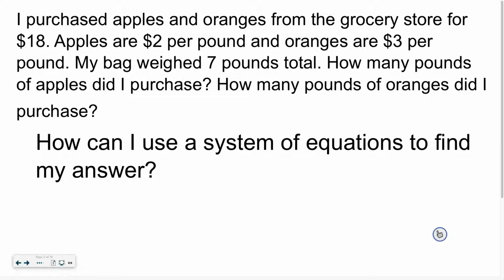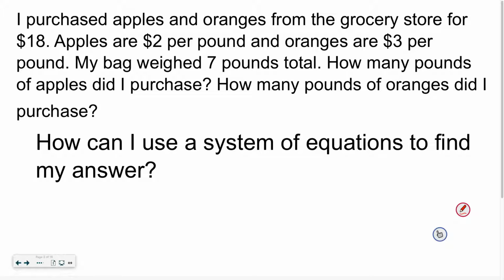So we're going to use this situation to recap yesterday. I purchased apples and oranges from the grocery store for $18. Apples are $2 per pound and oranges are $3 per pound. My bag weighed 7 pounds total. How many pounds of apples did I purchase? How many pounds of oranges did I purchase?